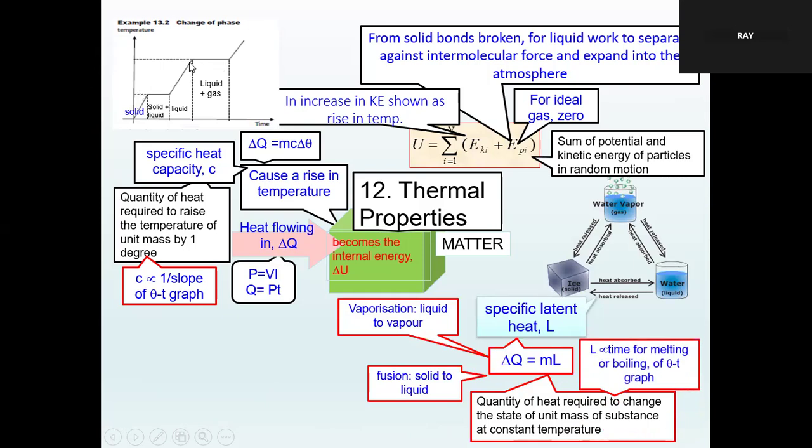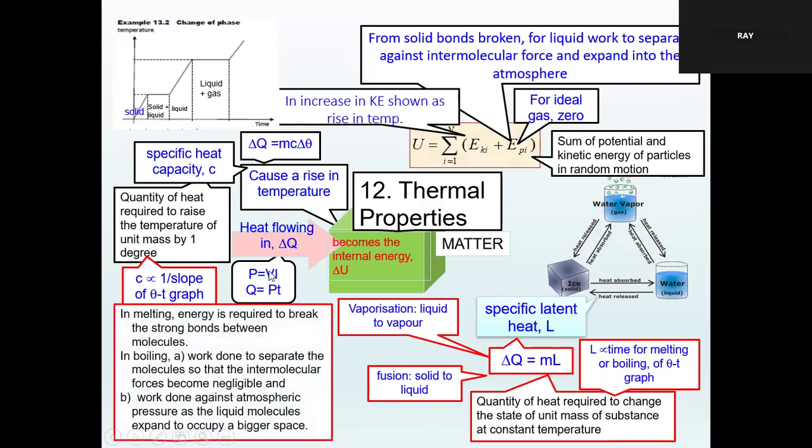Right? If you're supposed to read this graph, this is shown by the larger time, more heat required. Solid to liquid, and this time is liquid to gas. In melting, energy is required to break the strong bonds between the molecules. In boiling, work is done to separate the molecules so that the intermolecular forces become negligible. Separate the particles so that the force of attraction and repulsion becomes negligible. Then you are supposed to expand it against the atmospheric pressure, which requires work done. That's why the latent heat of vaporization is greater than the latent heat of fusion.